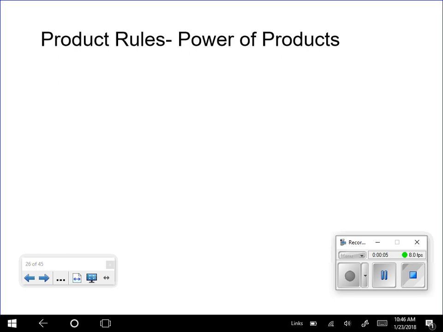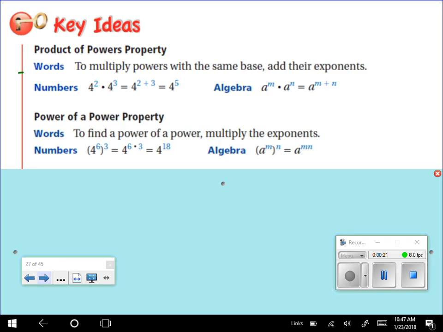Today we're going to continue on with our product rules and we're going to focus in on power of products. We did touch on this a little bit previously, but we're going to continue on. We'll review what we've touched on last week just in case some of you have forgotten. So let's jump right into it. Just wanted to show you again what we've gone over previously.